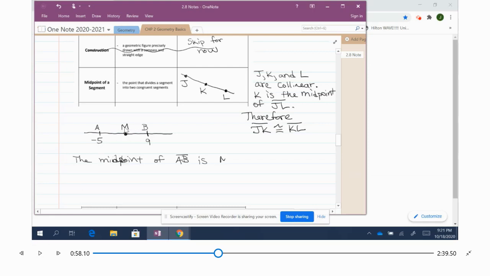So now we want to find the midpoint. We're going to have to find the average of -5 and 9. So add them together to get 4, and then 4 divided by 2 is going to be 2.